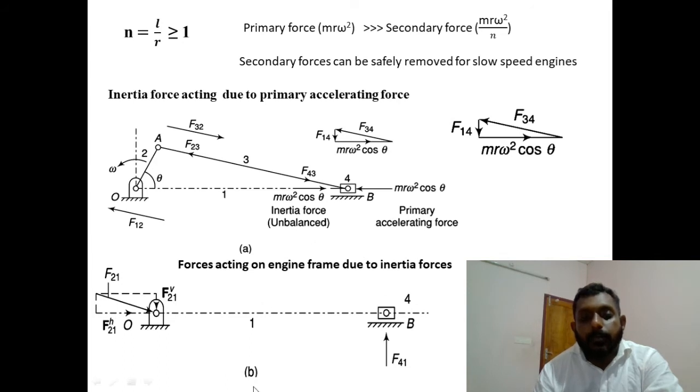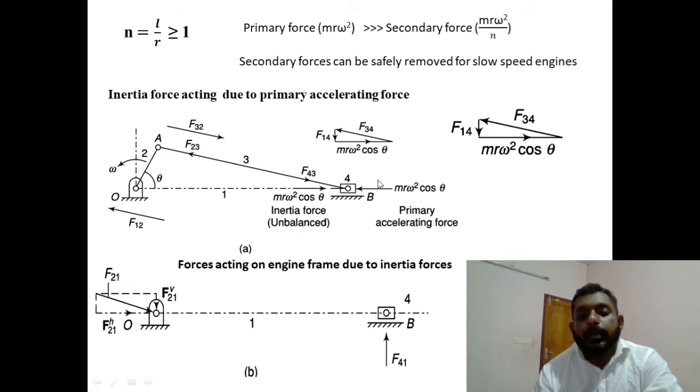F34. F34 is opposite to the action of F43, and the third inertial force is F14, that is the inertial force exerted by 1 on 4. So there are three inertial forces. If the system of forces is balanced, then when we draw the force polygon, it is closed. So a closed force polygon is given here with three forces: m r omega square cos theta, F34 and F14. These three are the inertial forces acting due to the primary accelerating force.